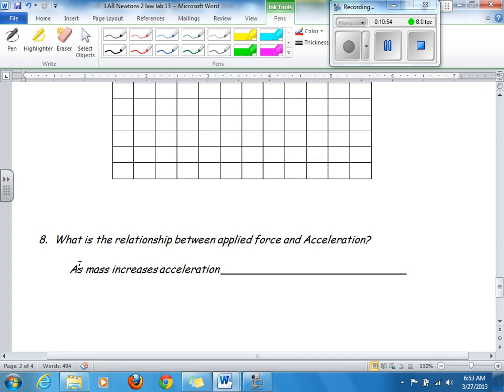All that is due at the end of the hour. You're going to want to stay focused. You can have your partners help you. But hopefully you guys can do pretty much all this on your own.